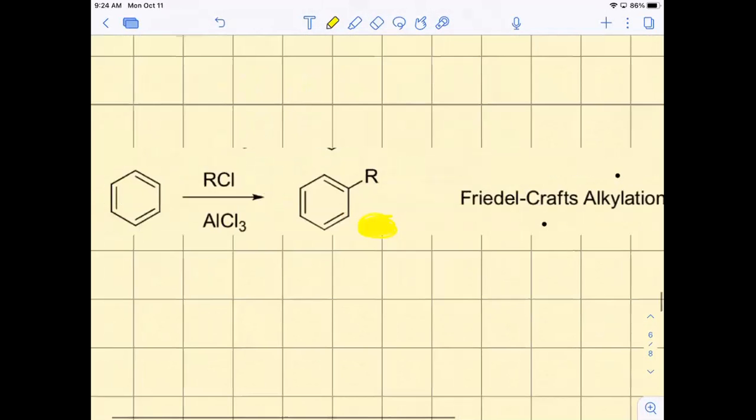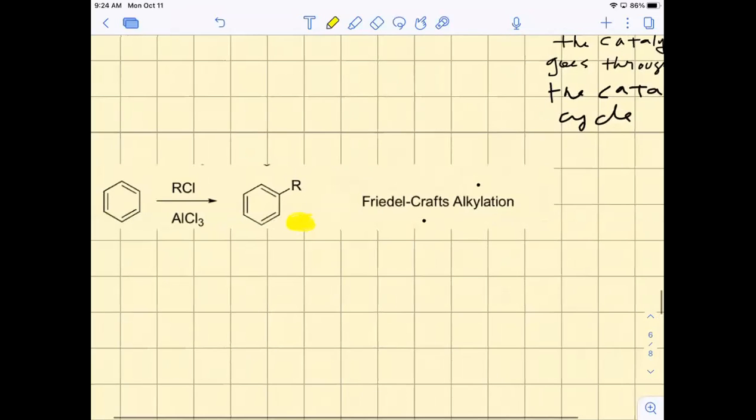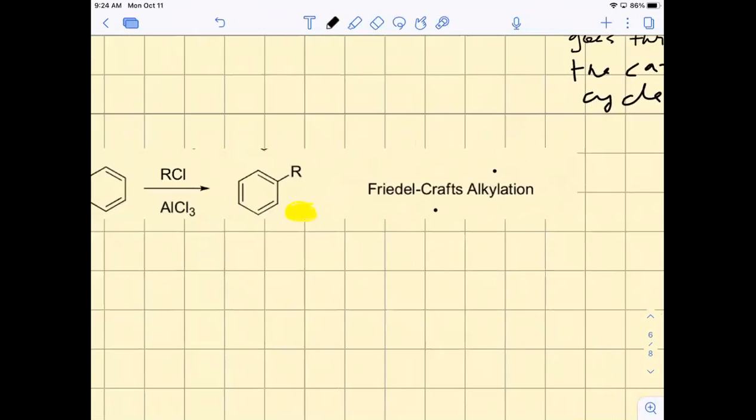All right. So the Friedel-Crafts alkylation is exactly what it says. You are adding an alkyl group.